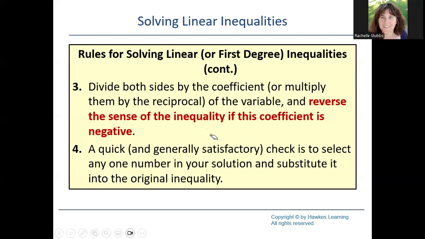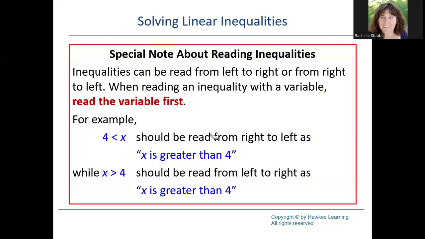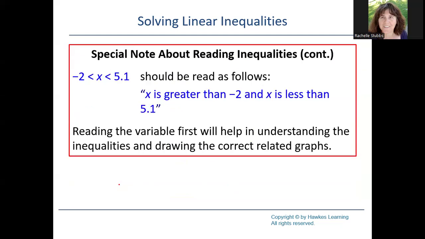And then you can check. How you check is you're checking an area, and if that area is true, then you got it right. So here we go. Just a reminder, we did this a couple lessons ago, but you can read them from left to right or right to left. I like to always read from the variable to the number. And that's what they say here. Read the variable first. So x is greater than 4. Or x greater than 4, but always start with the variable, okay? In this case, start here. x is greater than -2, and x is less than 5.